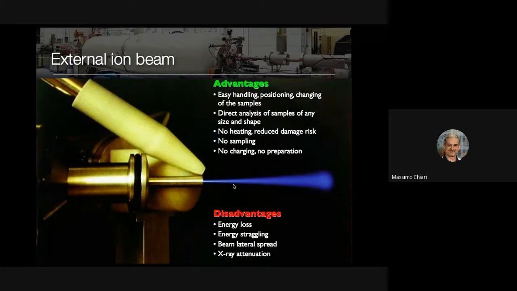That's why, to detect low energy X-rays, and so to detect low Z elements in the sample, we saturate with helium the path that these X-rays have to travel from the sample to the detector itself.